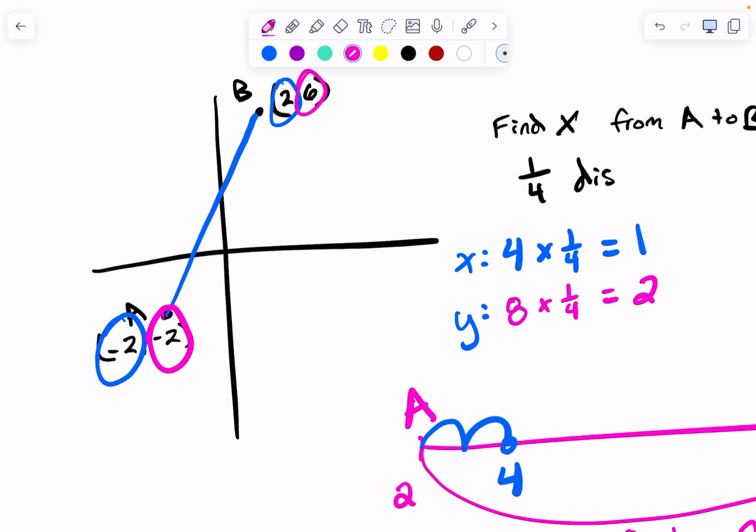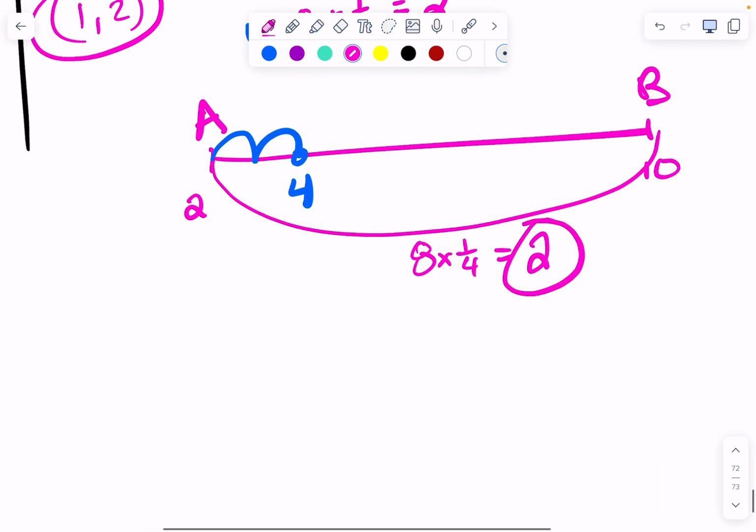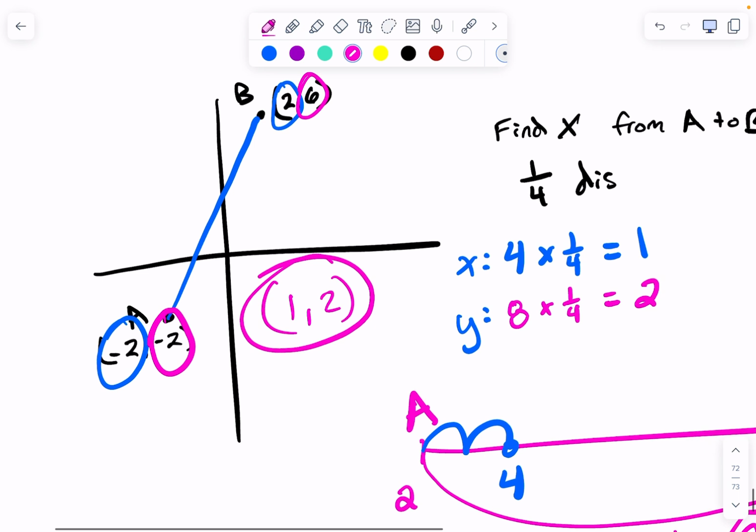Now, I saw a lot of people say this. 1, 2 is my answer. Kind of like you say 2 is your answer down here. 1, 2 is from here. I'm going 1 unit and 2 units.